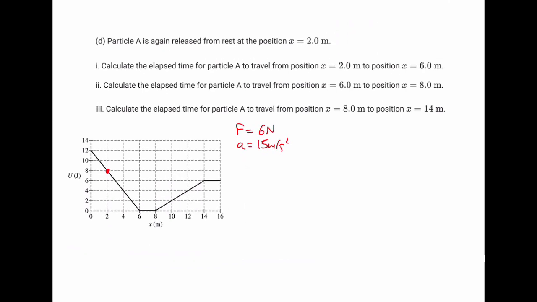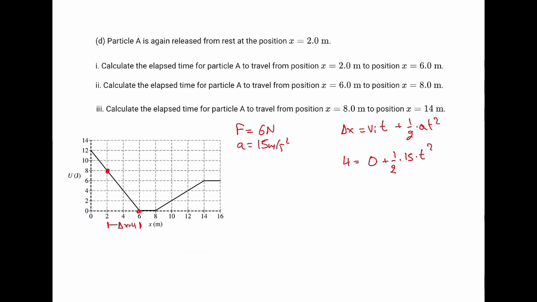And since the object starts from rest and we know that the object travels from position 2 to position 6, it means that the delta x is 4 meters. So for the first part of the motion, we can consider the second law. So the delta x is equal to v initial t plus 1 over 2 a t squared. The delta x is 4, the v initial is 0, 1 over 2 times 15 times t squared.